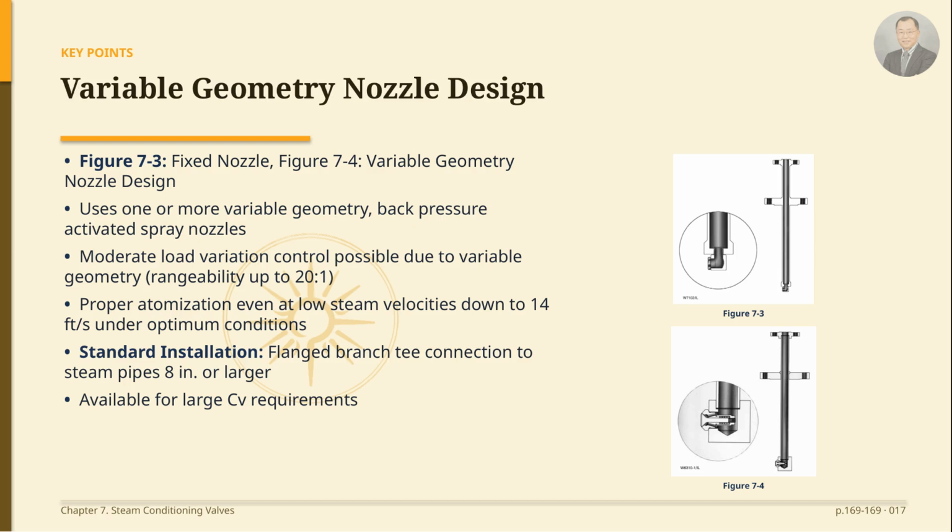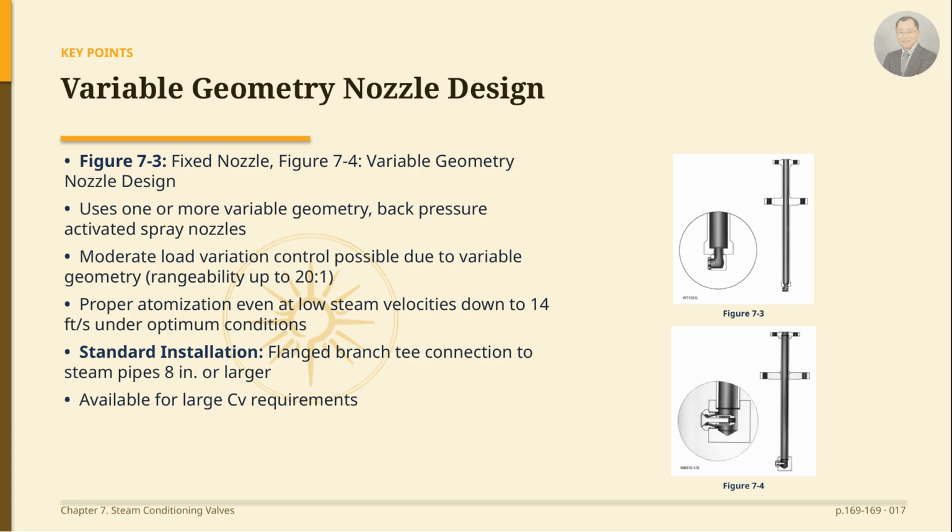Figure 7.3 shows the fixed geometry nozzle discussed previously, and Figure 7.4 shows the variable geometry nozzle design I will explain now. The variable geometry nozzle design is also a mechanically atomized Desuperheater, but it uses one or more variable geometry, back pressure activated spray nozzles. Because the nozzle geometry is variable, it can handle moderate load changes, with a rangeability of up to 20:1. Atomization performance is properly achieved even at a low steam flow velocity of 14 feet per second under optimum conditions.